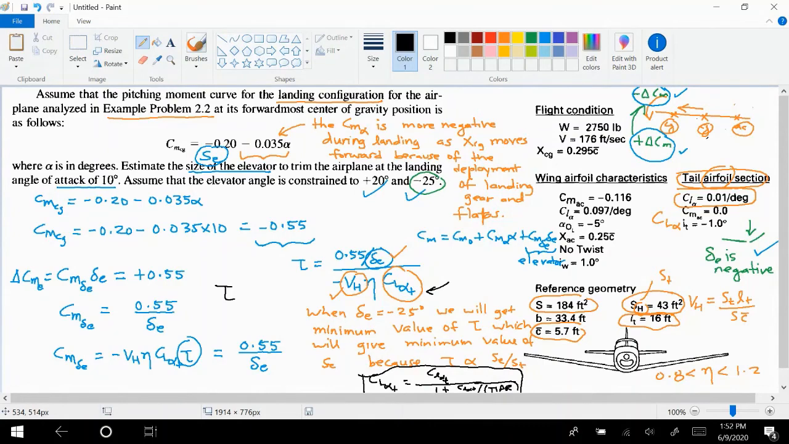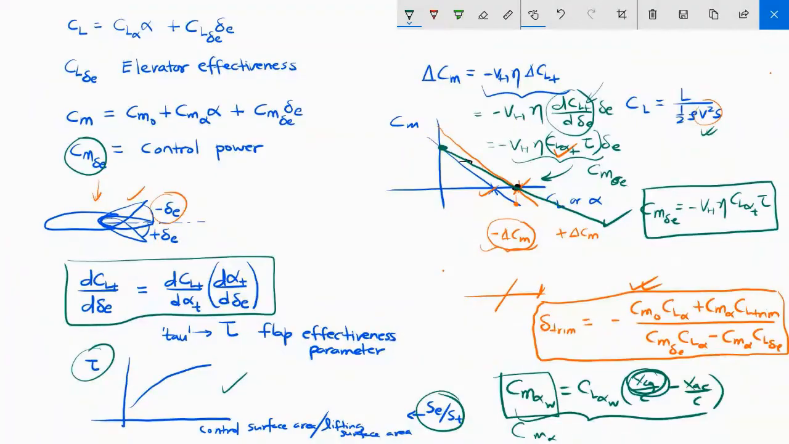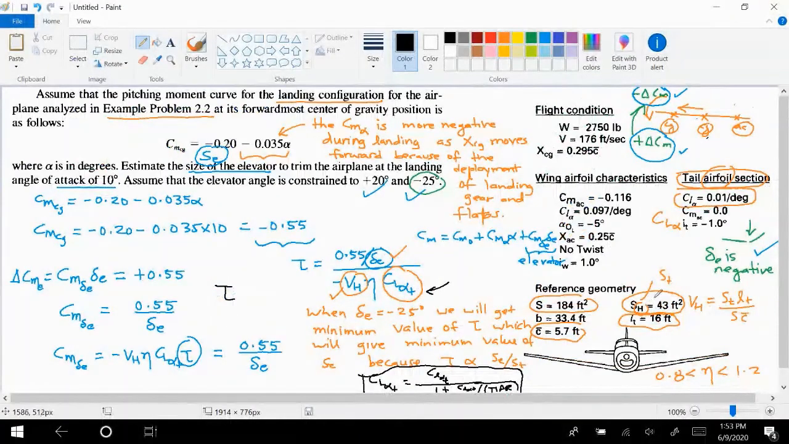Then what you will do is you will go back to the plot of tau versus the area ratio. It will be provided to you, and let's say you found the value of tau, which is something, let's say 0.5. Then you will read from the plot the value of this area ratio. So in this way you will obtain SE divided by ST, and it will be some number, let's say it is 10. Then the area of the elevator would be equal to 10 times ST. So you need to know the area of the tail. So area of tail can be obtained again from the information which is provided to you.